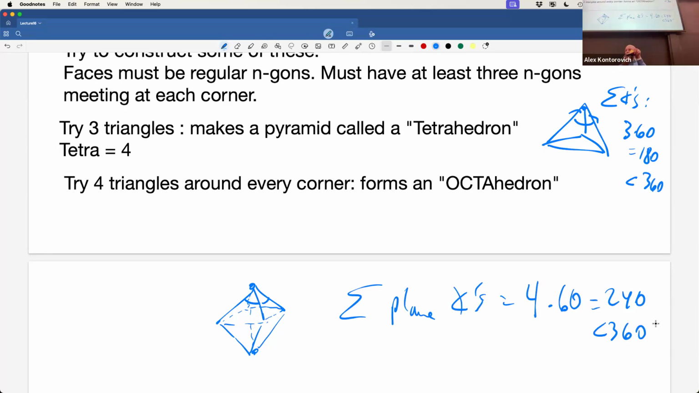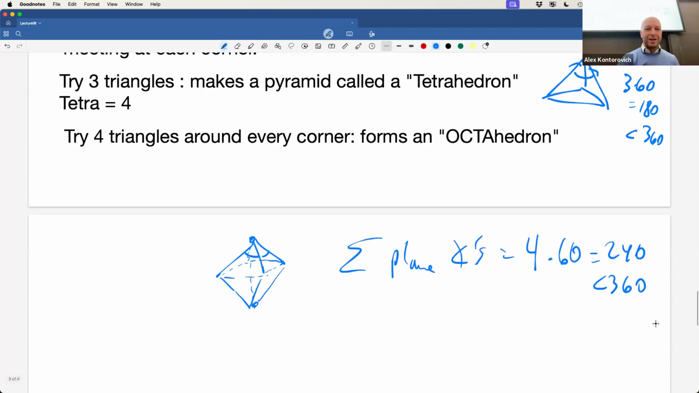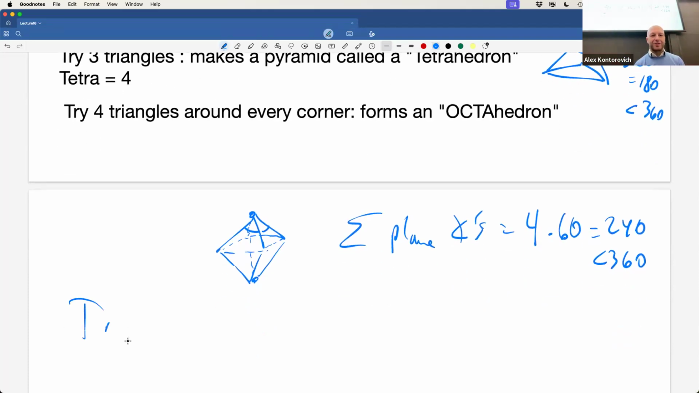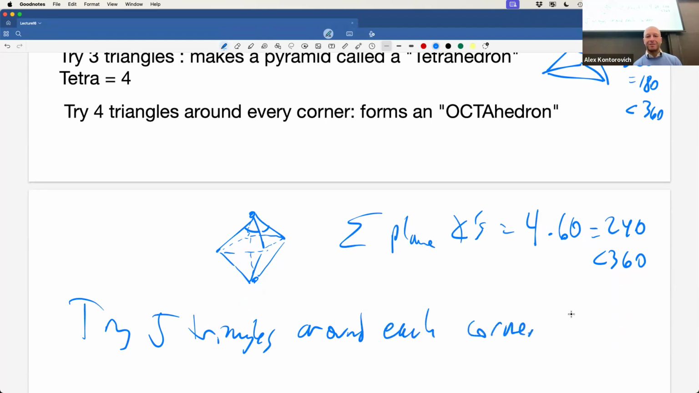Around a single corner, but all the corners are the same. So you look at a single corner, you say, I've got 4 60s, 4 60s adds up to 240. That's less than 360, and that's why this makes sense. So far, so good? Okay, how about 5 triangles? Try 5 triangles around each corner, each vertex.